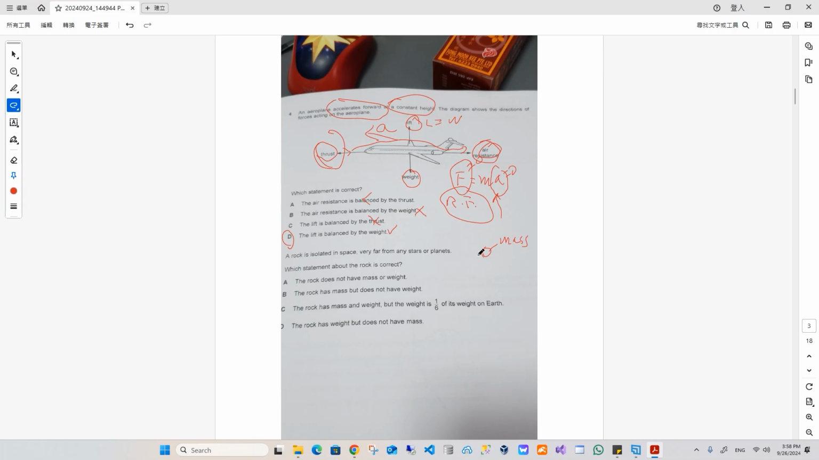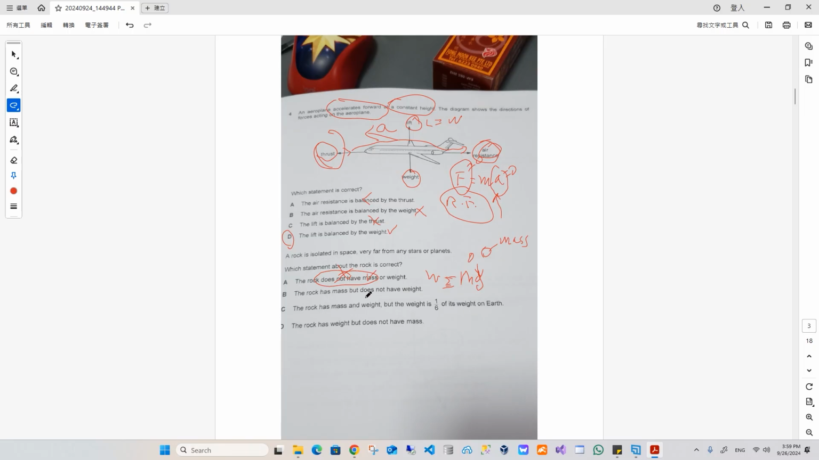But the weight needs gravity. So you need mg equals weight. When the weight is zero in outer space, it doesn't mean that your mass is zero. What it tells us is that your g is zero, there's no gravitational pull effect. So it certainly has mass. This might be correct, but it certainly has mass, so "does not have mass" is wrong. So this sentence is wrong.